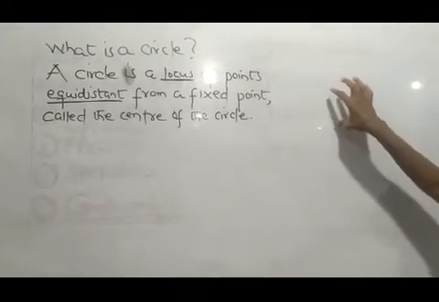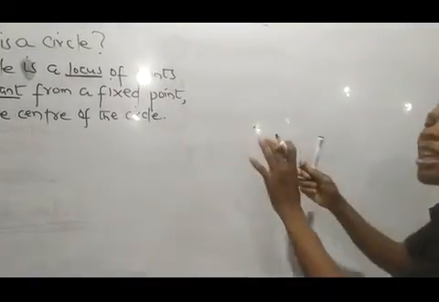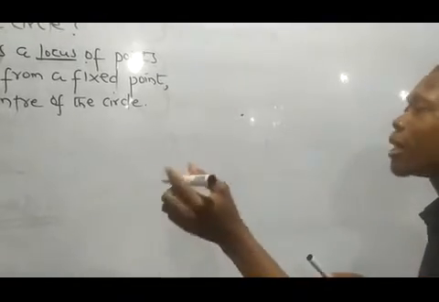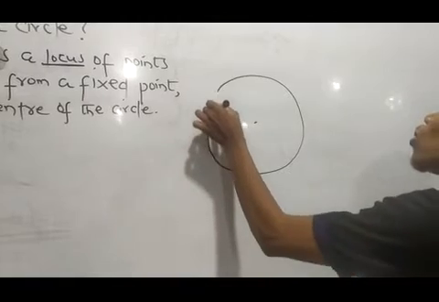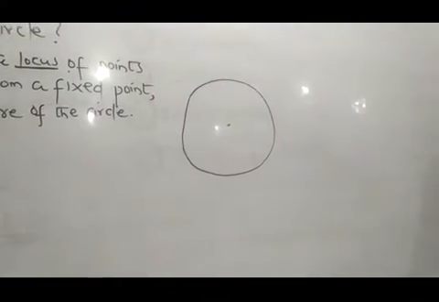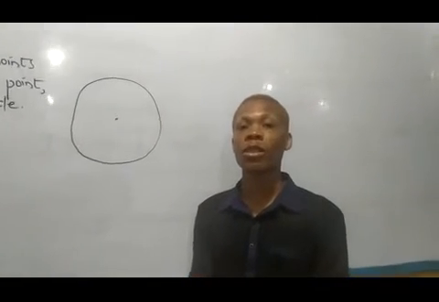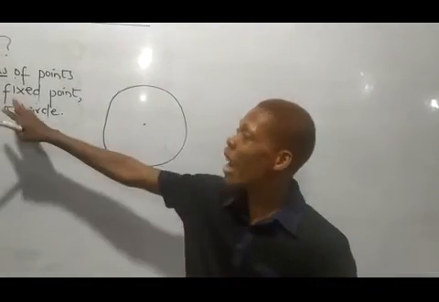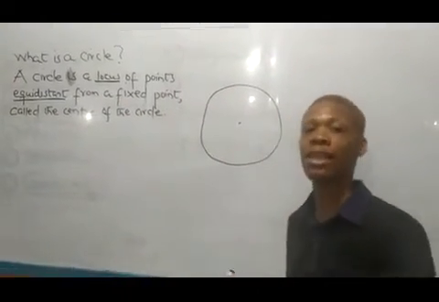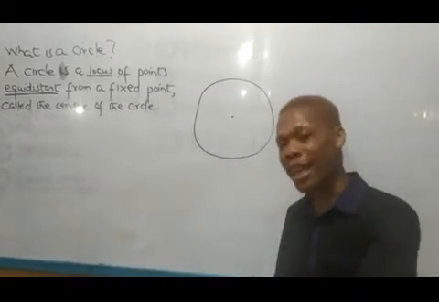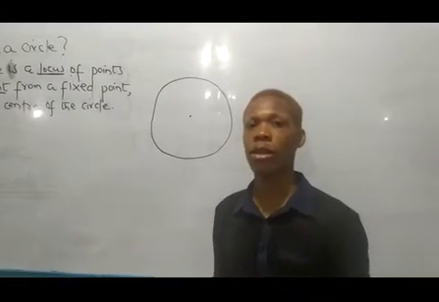So if you have your fixed point, you fix your compass at a given point, then with a radius, assuming the radius is 5 centimeters, you move in either clockwise or anti-clockwise way till you get to the starting point. And then you have your circle. So to make the definition very simple, put it at the back of your head that what defines a circle is the center and the radius. If you have the center and you have the radius, you can always have a circle.